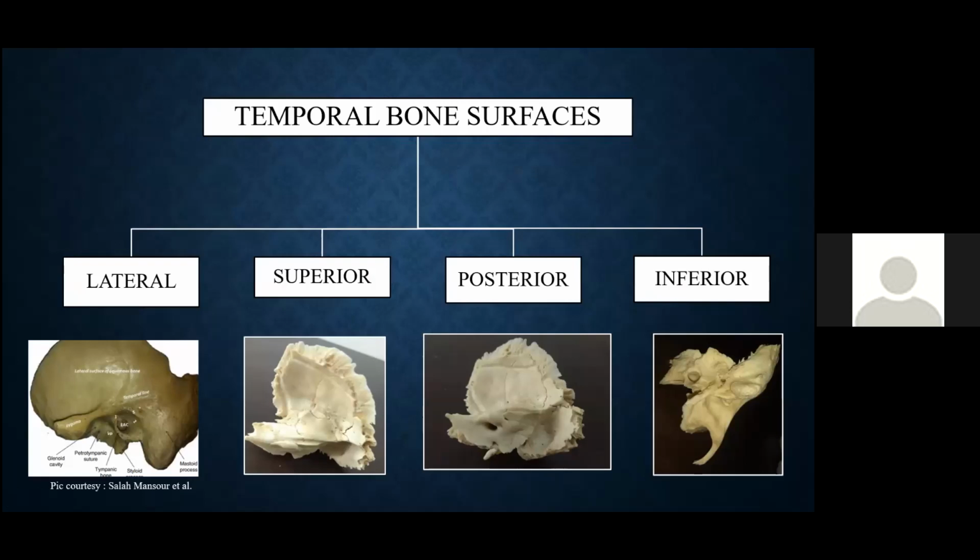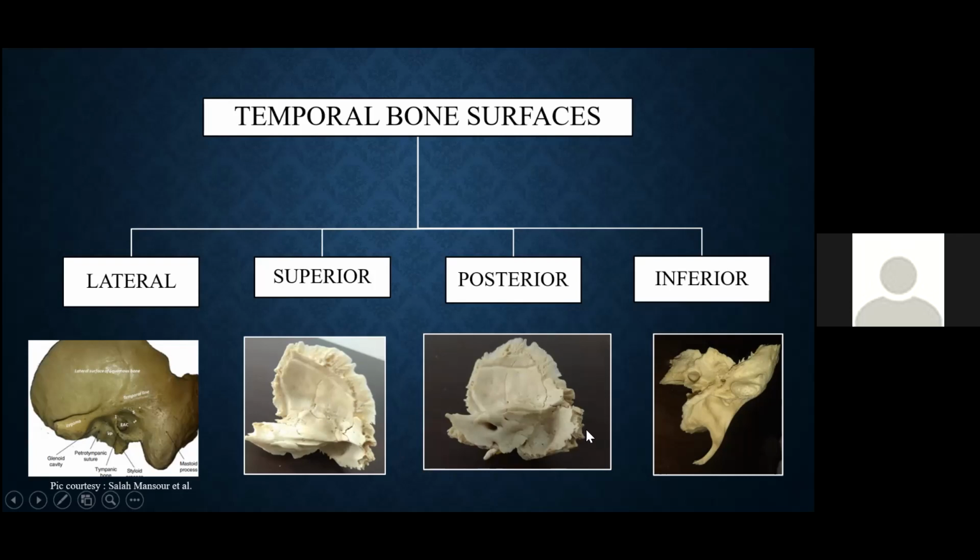Now let's discuss the surfaces of the temporal bone. There are four surfaces of the temporal bone. The lateral surface, which is shown in this picture, is contributed by the squamous part of the temporal bone, a part of the cartilaginous external auditory canal, a part of the tympanic bone in the bony part, and the mastoid process. Superiorly, it is contributed by the anterior superior surface of the petrous part, as well as the horizontal part of the squamous temporal bone.